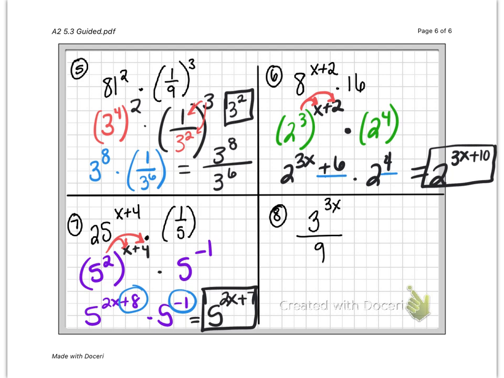And last, what should my base be here? 3. So the top is fine, 3 to the 3x over 3 squared. To write this in simplest form, I can't actually subtract 3x and 2, but I can write it all as one term by saying 3 to the numerator minus the denominator. Does that make sense? Okay.